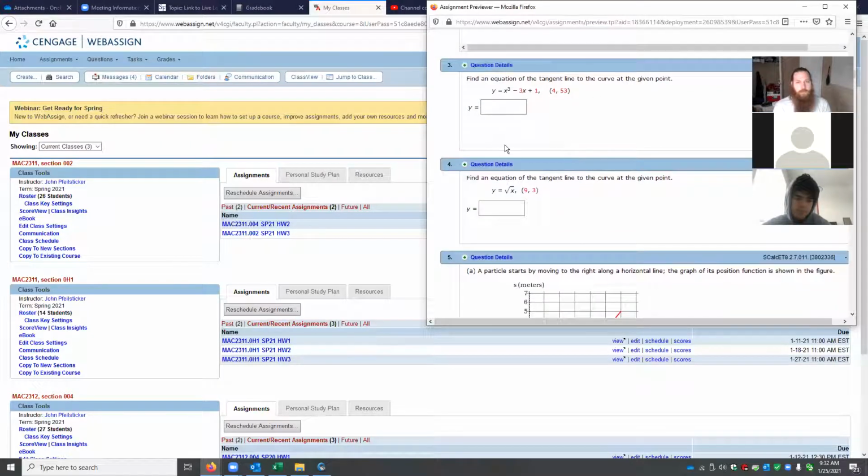All right, so this one's not too bad here. We just need to calculate the derivative at that point. And it's going to require some factoring. So the factoring can be a little tricky. Watch out.